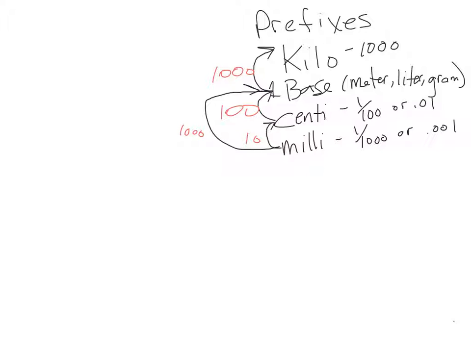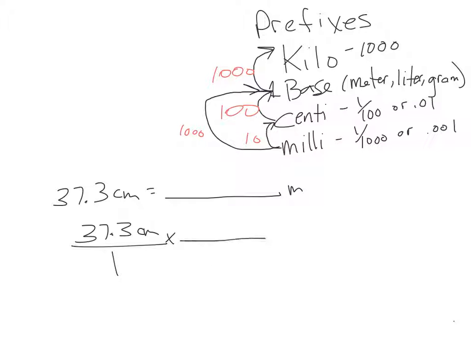So let's look at a conversion real quick. So if I say we have 37.3 centimeters, and I'm asking what is that in meters, you have to know how to set this up. First, we always start with the measurement that we're given over 1. Then we have to develop a conversion fraction, and then we'll have a solution.